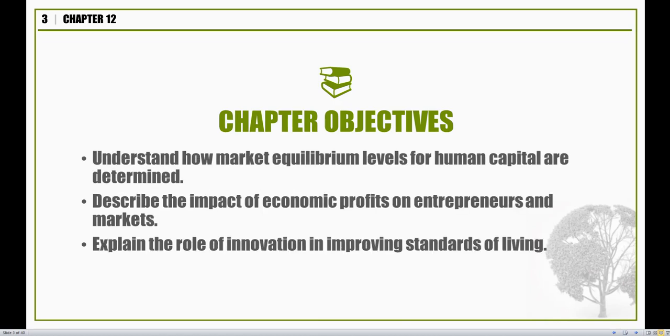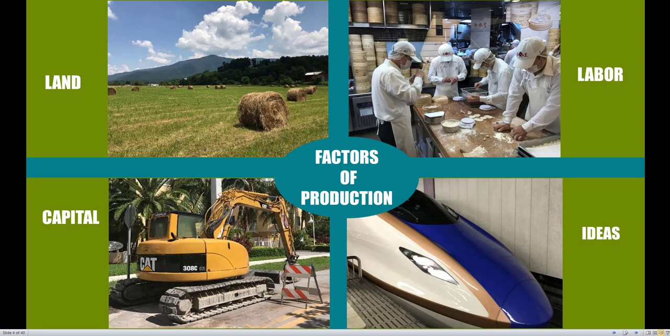So to get a review of all of our factors of production, we have land, we have labor, we have physical capital, and we have ideas. We've already tackled labor in the previous chapter, so let's start with the first factor of production in this chapter, land.